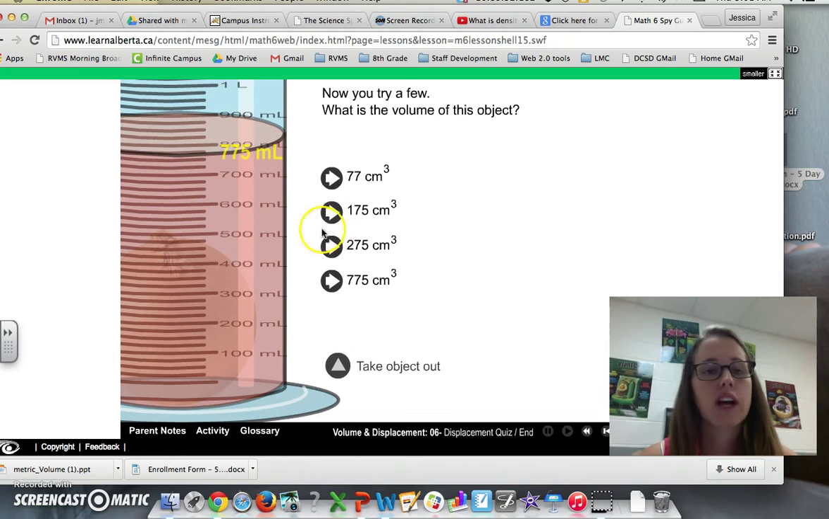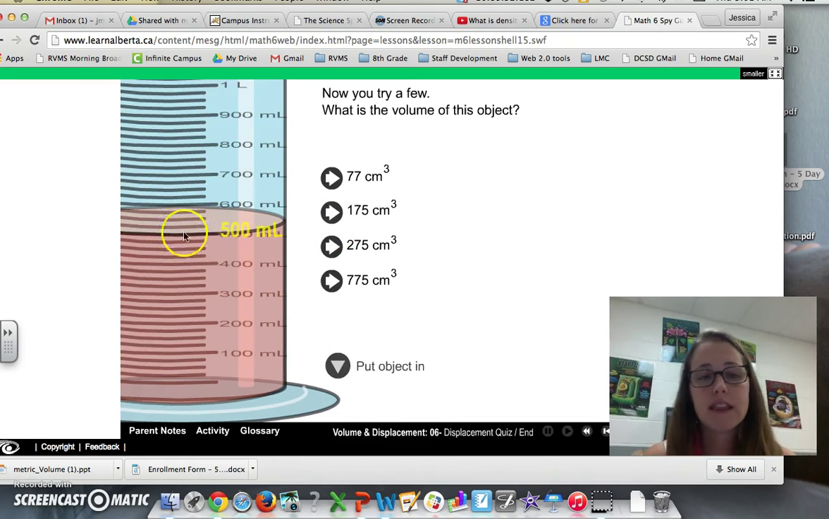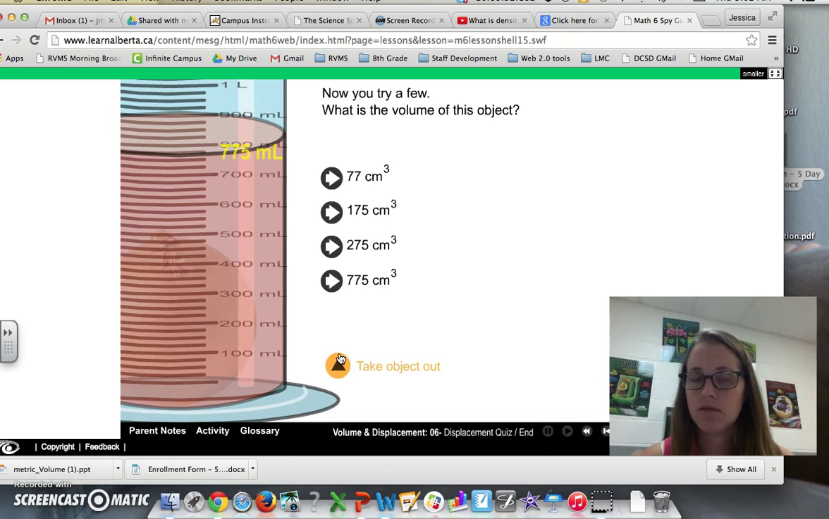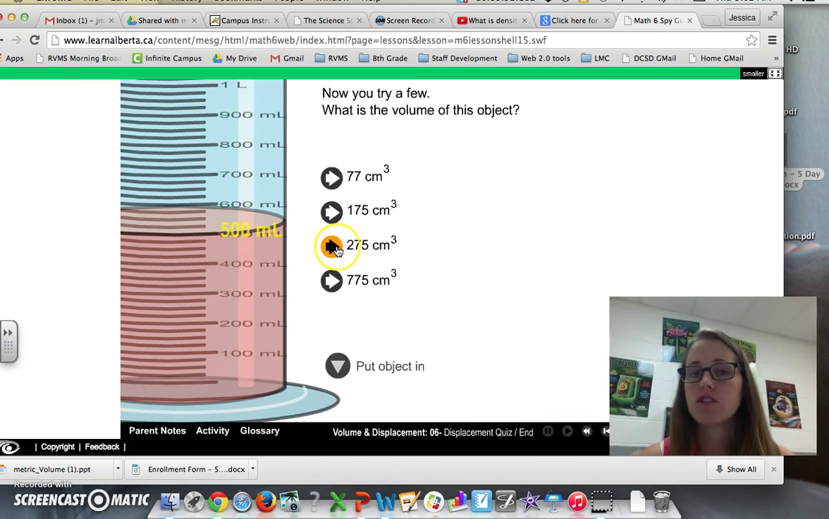Now we'll try a different one. So our volume before anything's in there is 500 milliliters. Now we're going to go ahead and put an irregularly shaped object in, looks like an onion, and it goes up from 500 to 775. That means we subtract, so 775 minus our initial volume, 500, is going to give us 275 cubic centimeters.